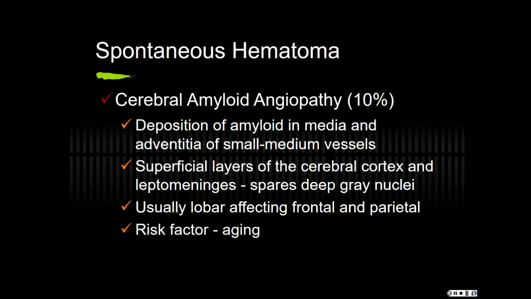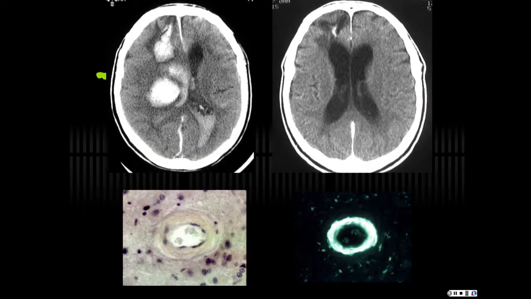Cerebral amyloid angiopathy, we talked about this. The risk factor is aging. It's deposition of amyloid in the media and adventitia of small to medium vessels. You will see this in your career. So a demented, aging patient, massive hemorrhage, think cerebral amyloid angiopathy. And there's a case of it.